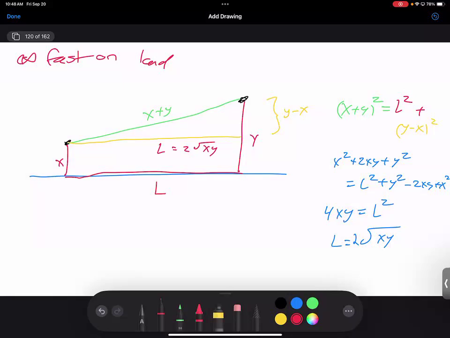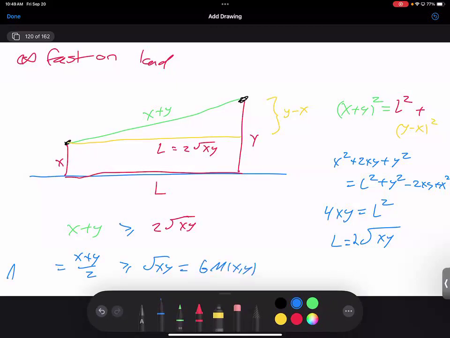When you look at this triangle, what can you tell me about the hypotenuse versus any of the sides? What relation do I have between the hypotenuse and any of the sides of the right triangle? Greater than or equal to. So we have x plus y is greater than or equal to 2 square roots of xy. Can you get the arithmetic mean, geometric mean from this? So you now get (x plus y) over 2 is greater than or equal to the square root of xy. This is the geometric mean of x and y. This is the arithmetic mean of x and y.